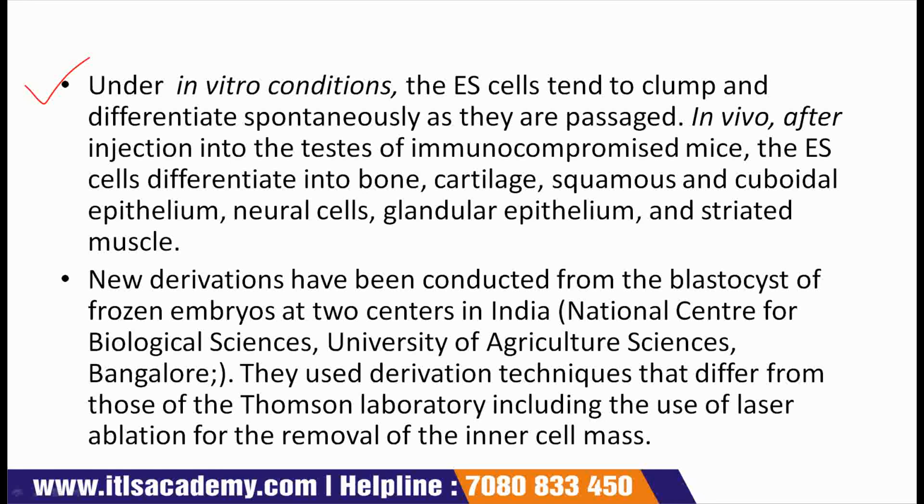Under in vitro conditions, the embryonic stem cells tend to clump and differentiate spontaneously as they are passaged. In vivo, after injection into the testes of immunocompromised mice, the embryonic stem cells differentiate into bone, cartilage, squamous and cuboidal epithelium, neural cells, glandular epithelium, and striated muscles.